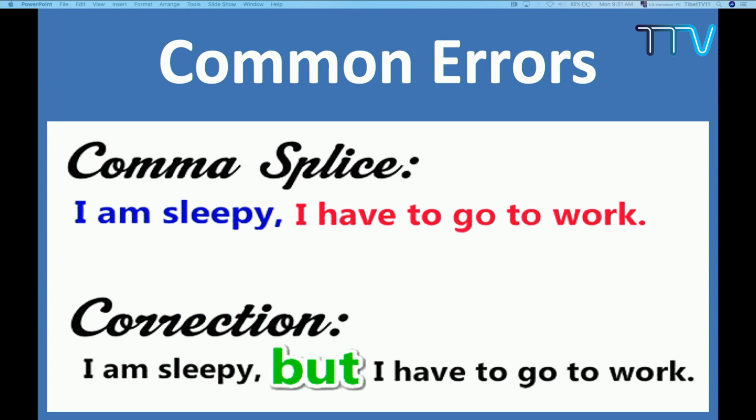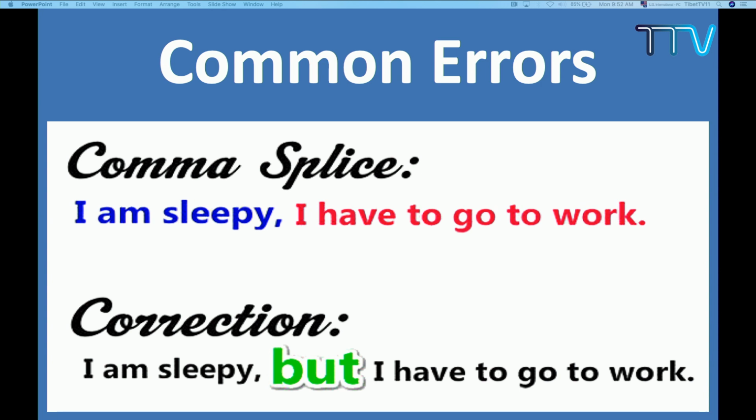Okay, yes. So correction, how do we correct this particular sentence? I am sleepy, but I have to go to work. Whenever you make such kind of sentence, I'm sleepy, comma, I have to go to work, remember, there is a mistake here. So how do we correct this? By using the conjunction but. These two are contradictory, isn't it? So we use the but. That is just an example.